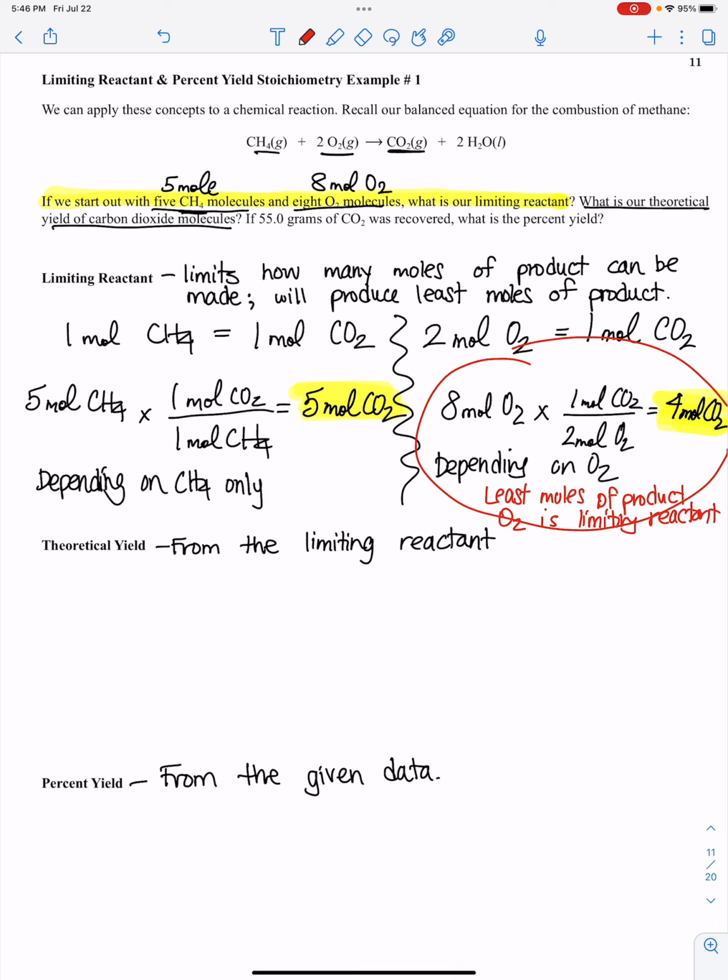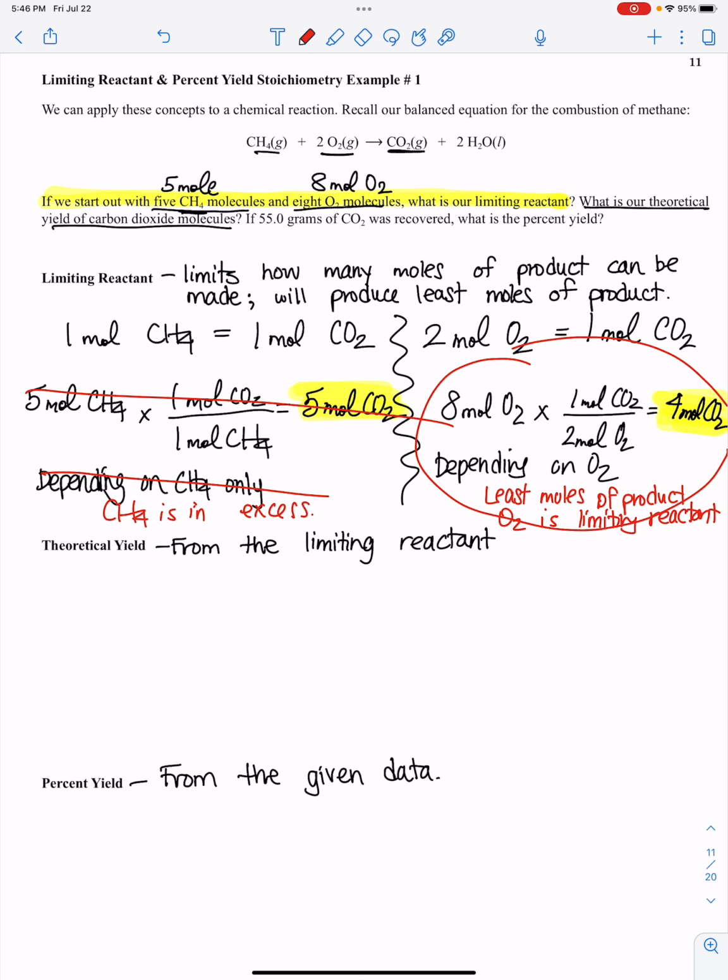If O2 is limiting, that means I'm not going to get 5 moles of CO2 from the CH4. This means my CH4 is in excess. And we could show calculations about that later. So now I know that I am making 4 moles of CO2.